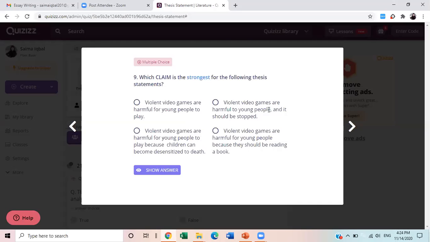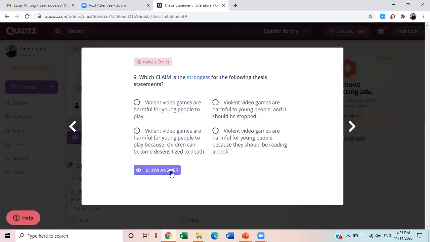Violent video games are harmful to young people and it should be stopped. Violent video games are harmful for young people because they should be reading a book. Which claim do you think is the strongest one? Violent video games are harmful for young people to play because children can become desensitized to death. Number three, ma'am.